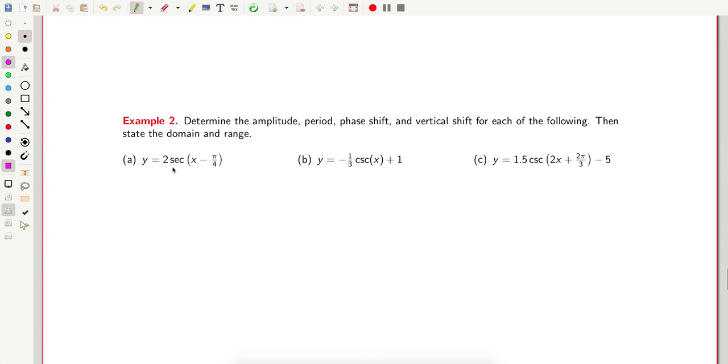So if we look at the domain here, we have secant. Secant is 1 over x. So we don't want x to equal 0, which would put us on the y-axis. So this x minus pi over 4, this phase shift we have here, we want to make sure that this does not equal pi over 2, it's on the y-axis, plus pi times k. And if we add pi over 4 to both sides, we get x is not allowed to equal pi over 2 plus pi over 4, which is 3 pi over 4.